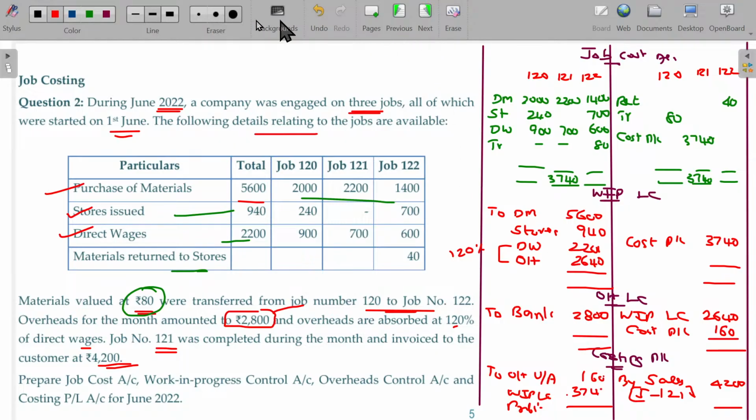No, overhead, I missed overhead. Come on, overhead being 120% of the wages. 2400, sorry, 1080, 840, 720. Is that okay? Now you'll be getting this. This 3740 is transferred and you'll get the final profit 4200, 4200. The final profit in this case being 300 rupees.